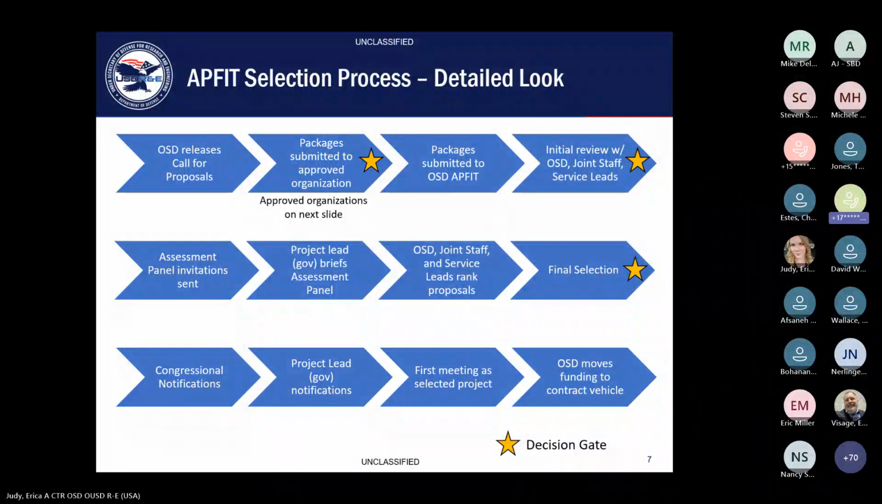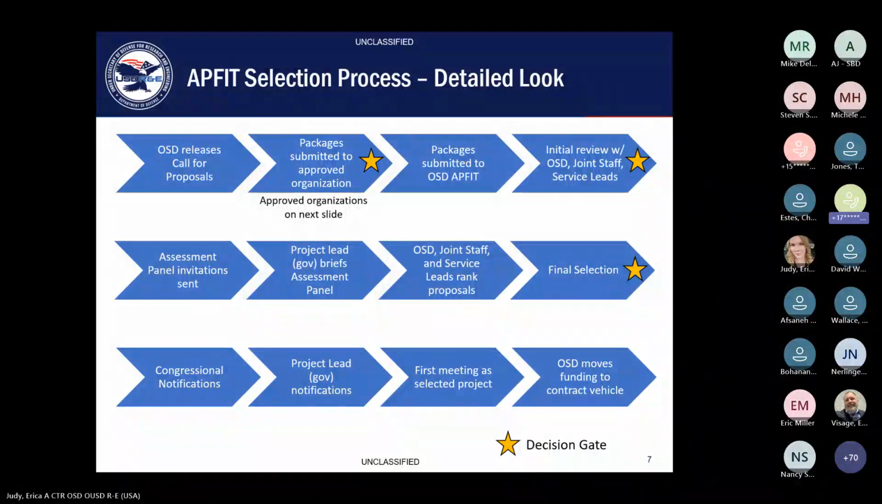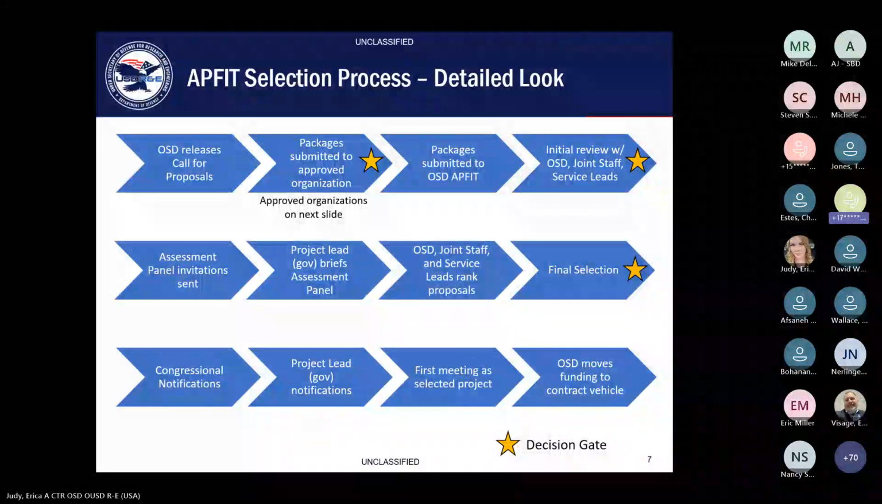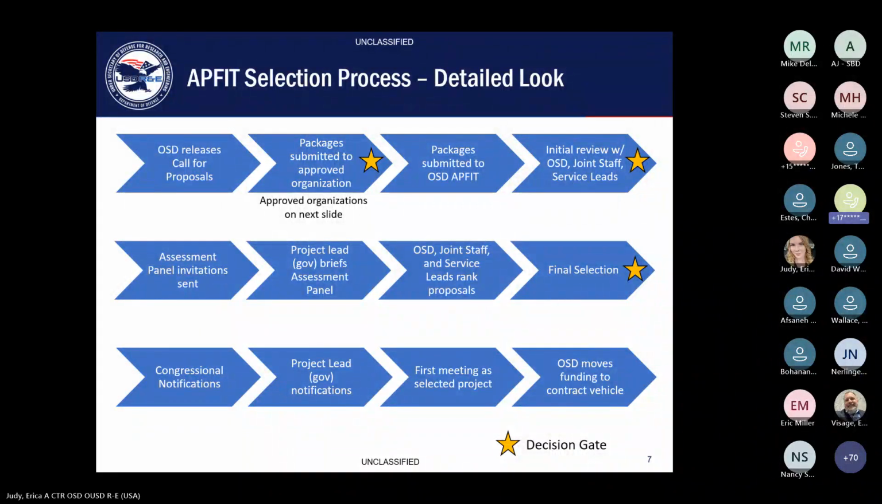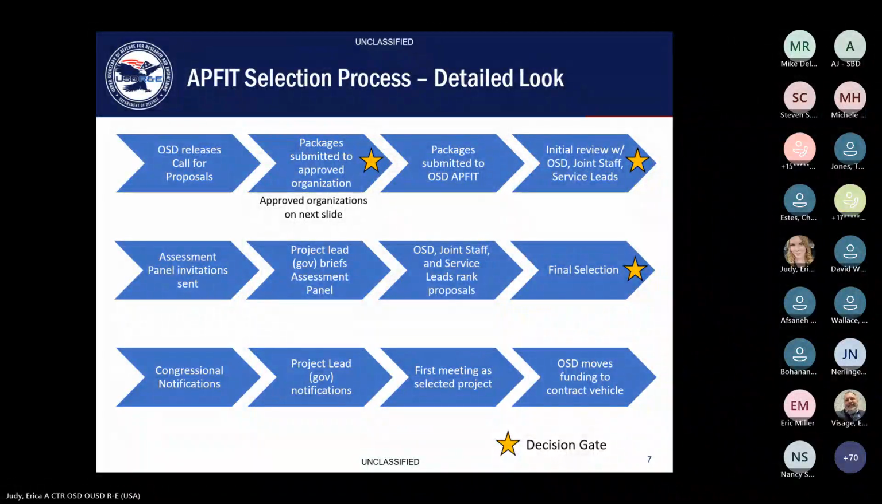But if you get through that APFIT submitting organization process, and you make it into their top X number of submissions, it kind of varies each year depending on how much money we expect to have with the APFIT program. Then you make it over to us. So we're in that third arrow area, right? So you're submitted to the OSD APFIT team. We're going to conduct an initial review, and we immediately pull in the rest of the scoring committee, which is made up of OSD, Joint Staff, and the service leads. Depending on how many submissions we get, depending on how much money we expect to have, there's almost always some level of down selection there.